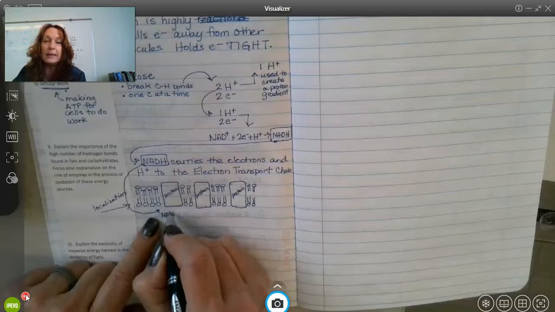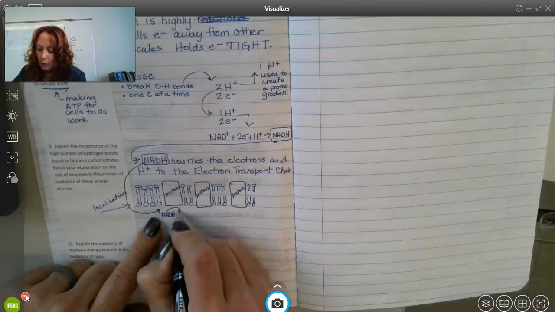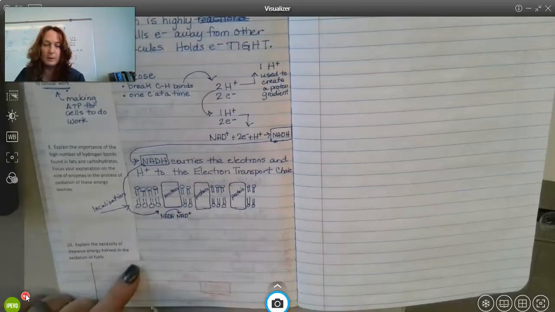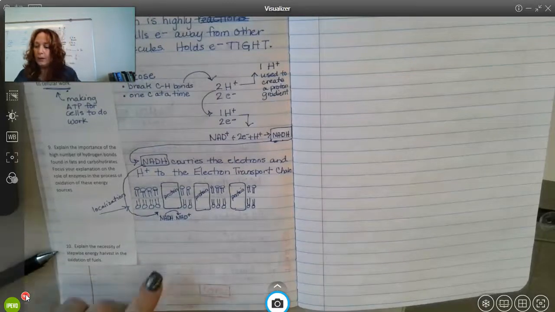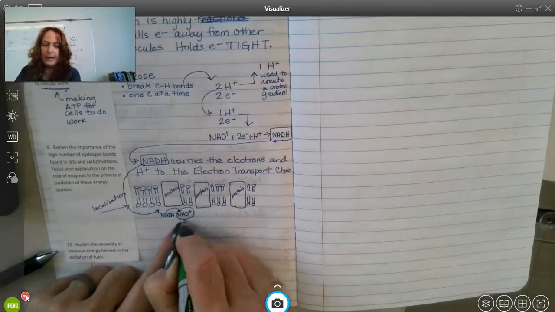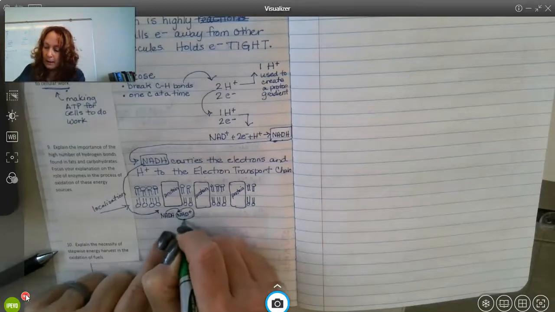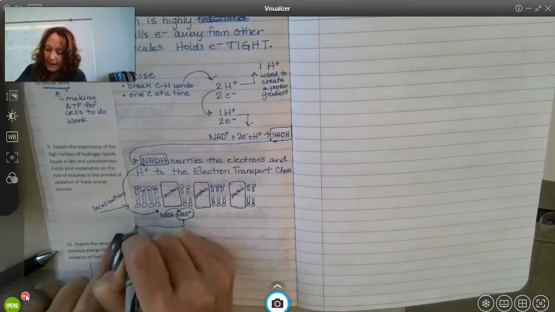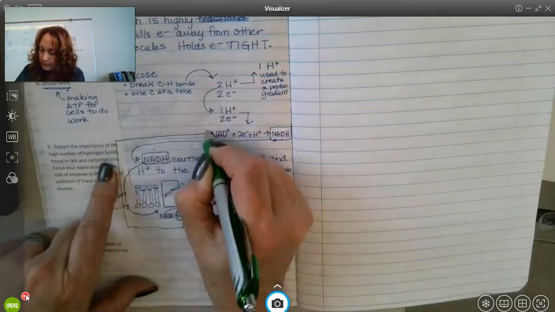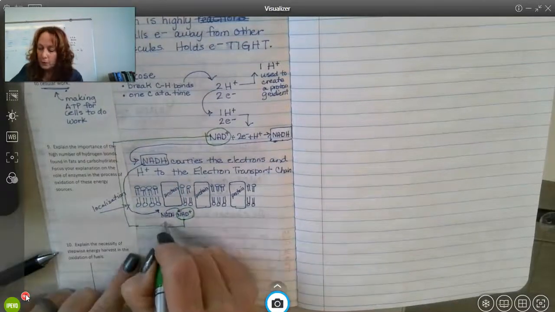When it does, it becomes an empty bus. So it's going to be converted to NAD, the empty bus. So now NAD is regenerated. Hey, thanks for taking the electrons. See you in a little bit. And it's going to drive back to pick up more electrons.